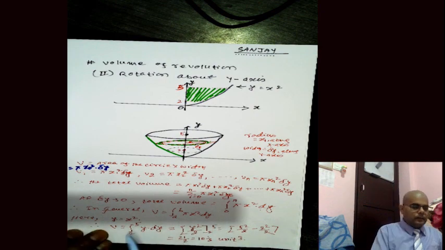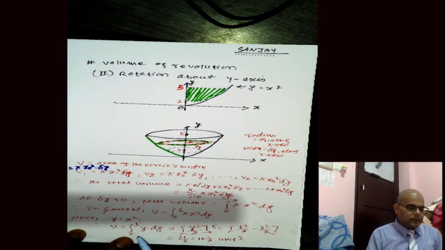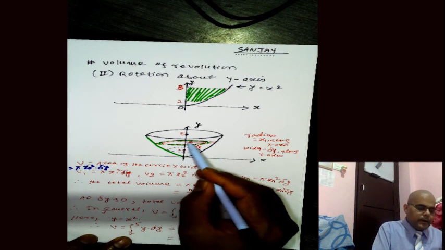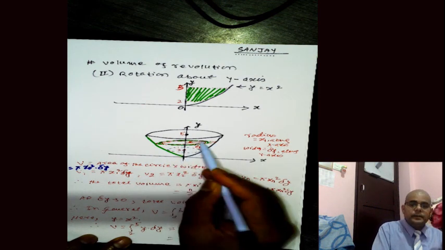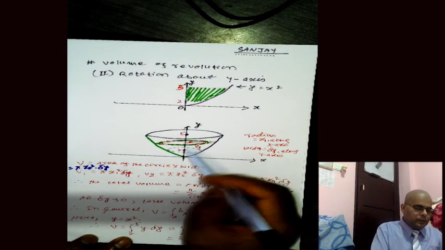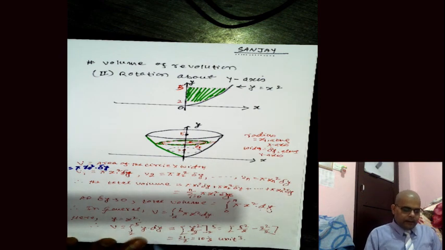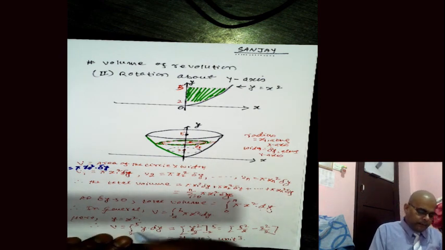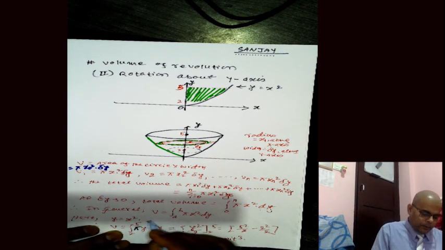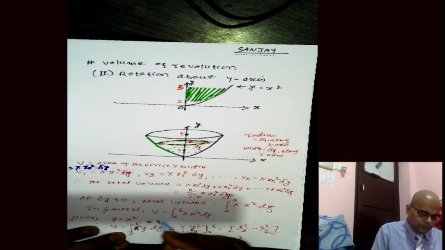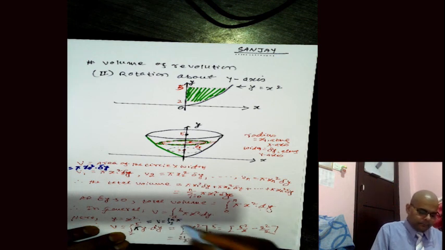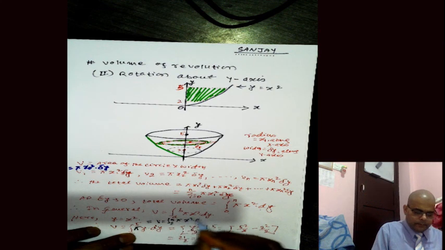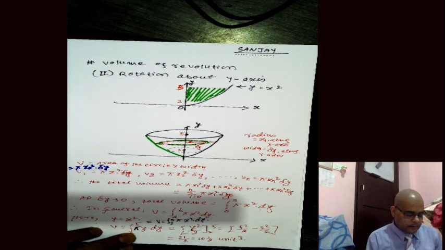In this case the function is y equals x squared, so we integrate between 2 and 5, which means we are interested in finding only these many volumes, not the entire volume. These volumes are from 2 to 5 only. So the formula is volume equals integration from 2 to 5 of pi x squared dy, not y squared dx in this case.